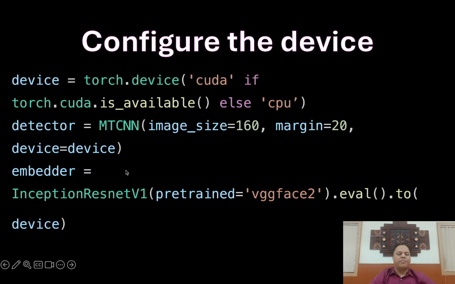Now I'm creating another object called embedder, which will help me do embeddings, and I'm using the Inception ResNet v1 class that I talked about earlier. And I hope you guys know the meaning of transfer learning. Like if a person is leaving a company, we do knowledge transfer process.